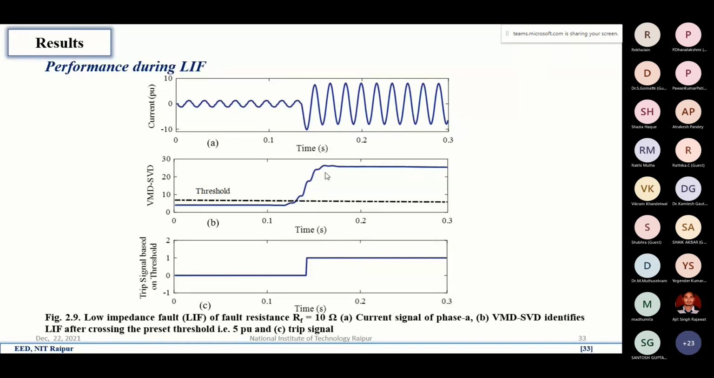Now, coming to the results section, we have checked the performance of this scheme using a low impedance fault. You can see that the current up to this point is normal operating condition, and at this point it has experienced a low impedance fault. This is your input feature vector. Up to this point, 0.12 is the instant at which the fault has occurred. At this point, when it is experiencing the fault, the feature vector selected using VMD and SVD rises, and if it is above 5 per unit, it is considered to be a fault. So a trip signal has been issued to the circuit breaker.